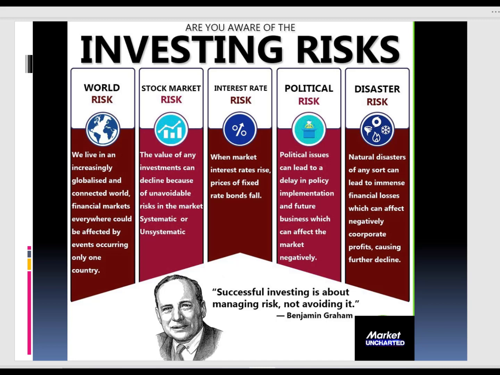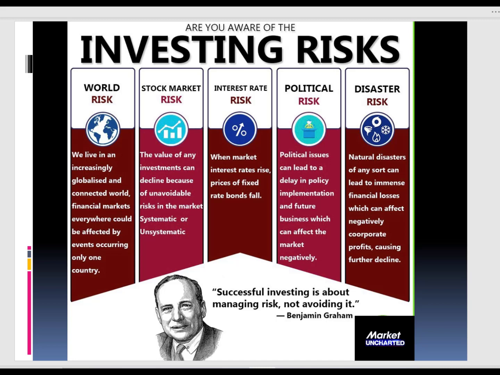Then you have political risk. Political issues can lead to a delay in policy implementation and future business, which can affect the market negatively. This is really important. You have this political risk now with, for example, the war against cryptocurrencies, which can have an impact on Bitcoin. Then you have disaster risk. Natural disasters of any sort can lead to immense financial losses, which can negatively affect corporate profits, causing further decline. Not only disaster risks, you also have disease risks, like what happened last year with the coronavirus, which hugely impacted the financial markets and the world economy.